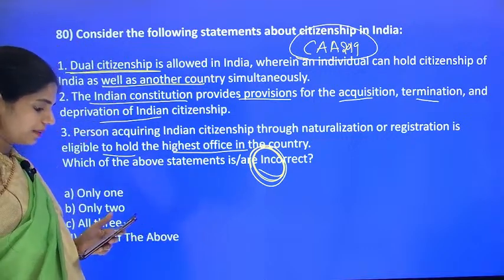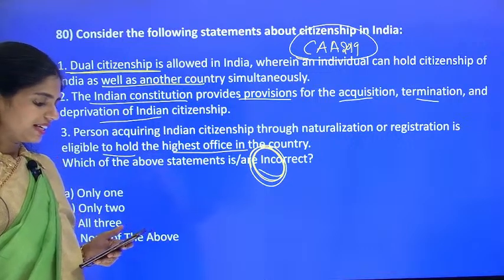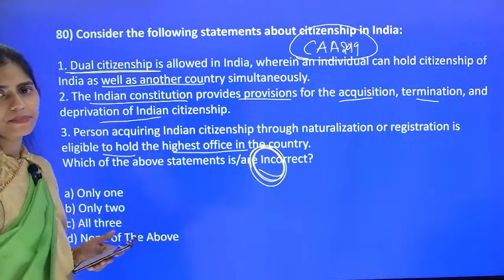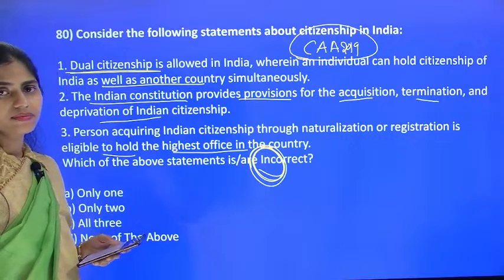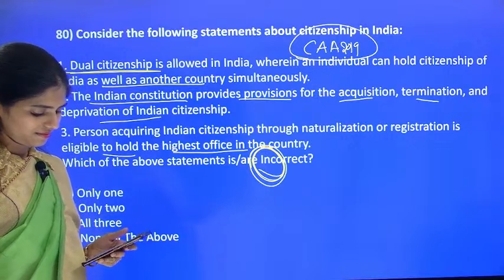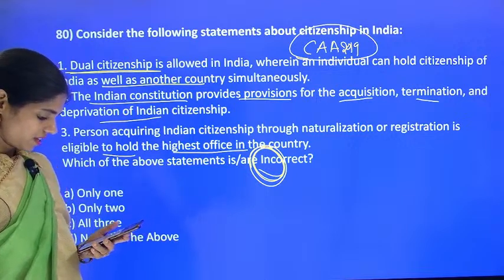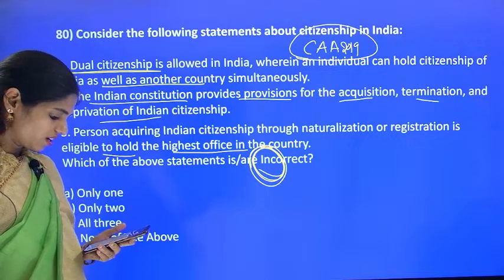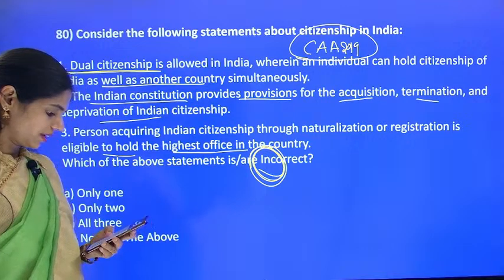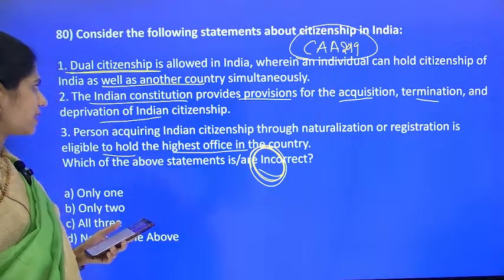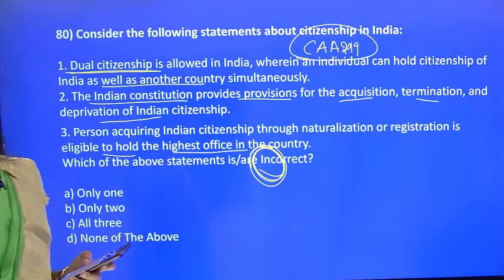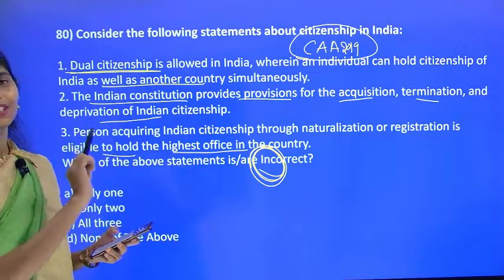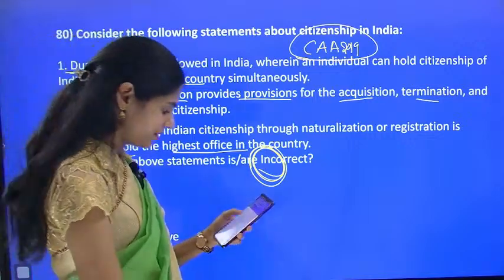I am waiting for your replies. So be interactive, students. Come on, tell me. Okay, Madhu says one wrong option, option A. Thiru says A. Okay, next. I want more replies and I want to show you the trick which is used by UPSC here.